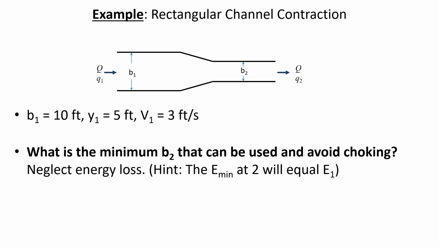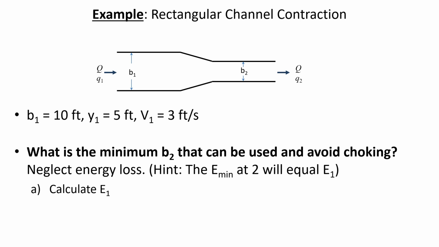So it's contracting, and we want to know the minimum width that could be used to avoid choking. Just in the same way that there's a maximum delta Z, there's also a minimum channel width that you can use before choking occurs upstream, because the narrower that channel gets, the closer you get to the condition of minimum specific energy.